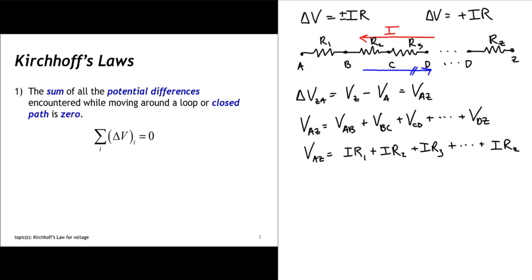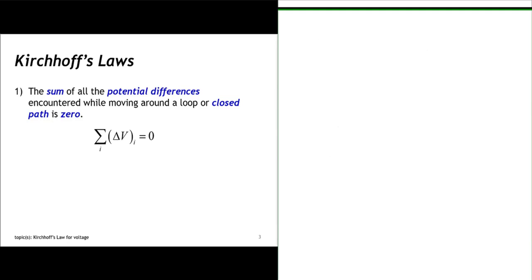Okay, so this gets us to one of the two laws that we're going to use for circuit analysis, Kirchhoff's laws. The first Kirchhoff law comes from conservation of energy, and it says that the sum of all the potential differences encountered while moving around a loop or closed path is equal to 0. So let me show you what we mean by that.